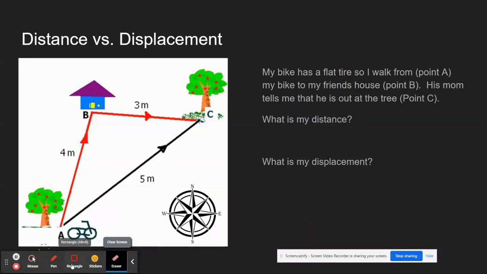Well, the distance you walked there, you walked 4 meters to the house and then 3 meters to the tree. You just add that up. It's pretty simple. Total ground covered. That's 7 meters. But how far are you away from where you started to where you finished? This is where I started. This is where I finished. I am 5 meters away, so my distance would be 7 meters. My displacement would be 5 meters. And then since it has a direction, I put a little compass here. I'm going to be northeast of my initial location. So 5 meters northeast of my initial location.